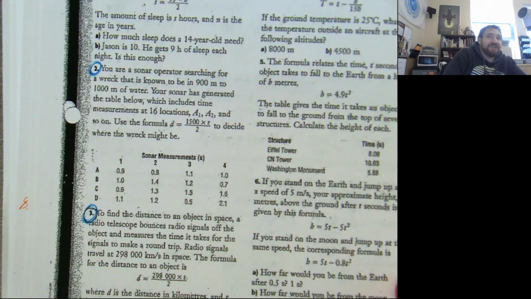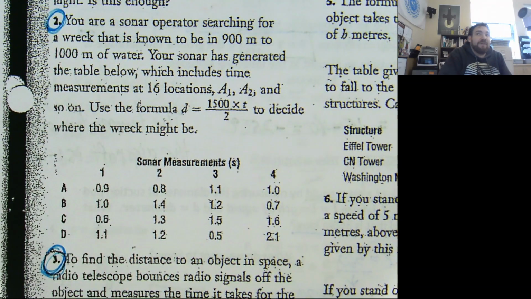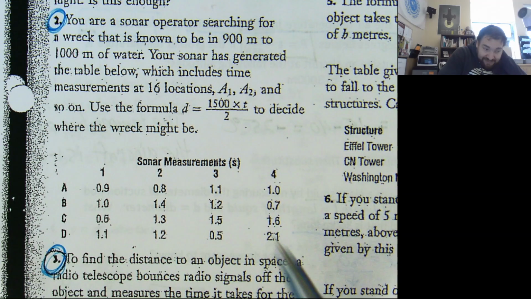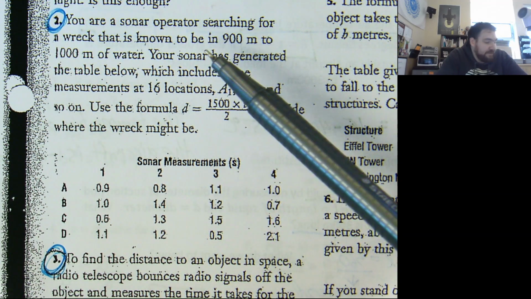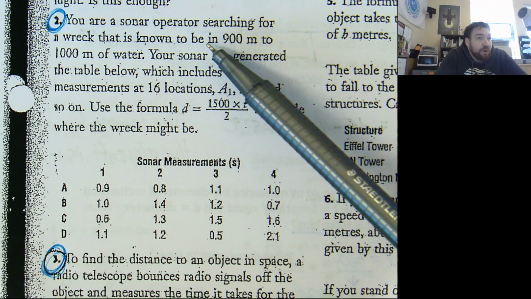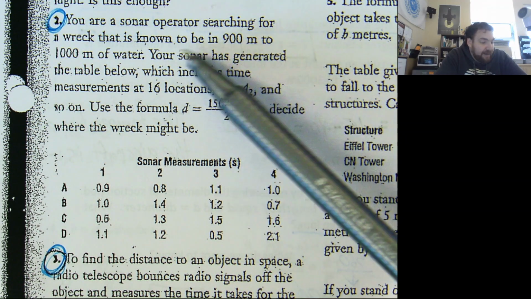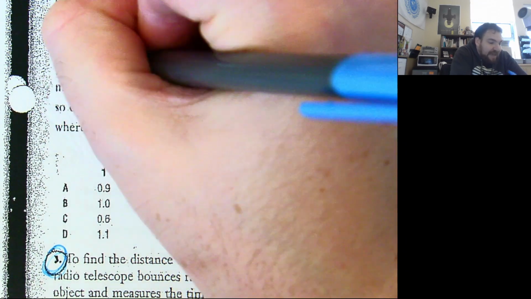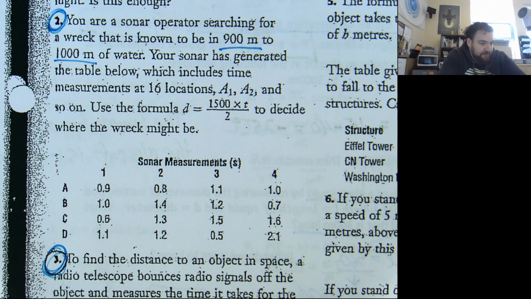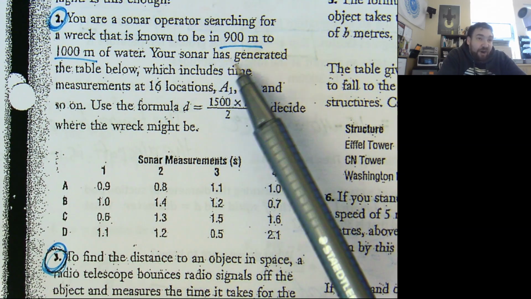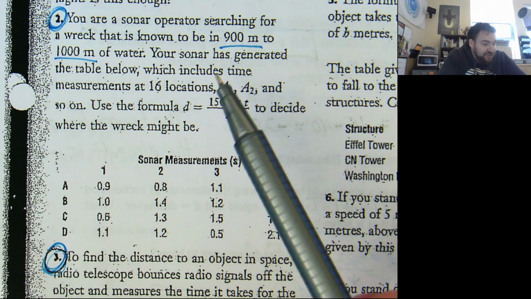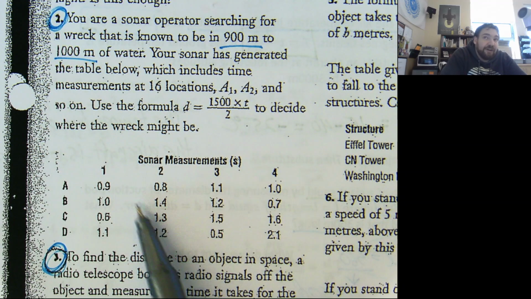Let me explain question number 2 before you guys get away from me. Question number 2 is similar to the first example that I did. It says, okay, gentlemen, you are a sonar operator searching for a wreck that is known to be in the 900 meter to 1,000 meter of water depth. Your sonar, the thing that you're using to create those sounds, has generated this table down here.